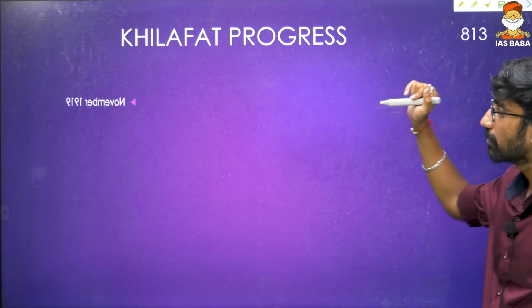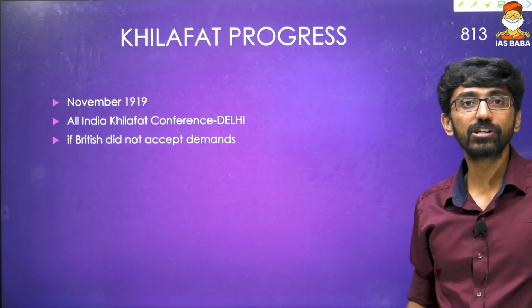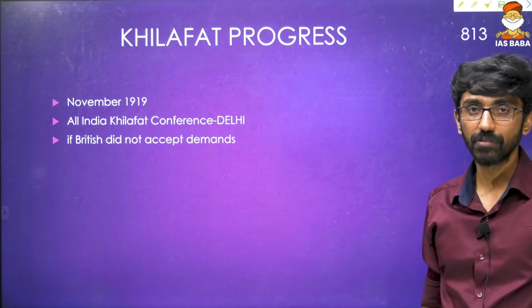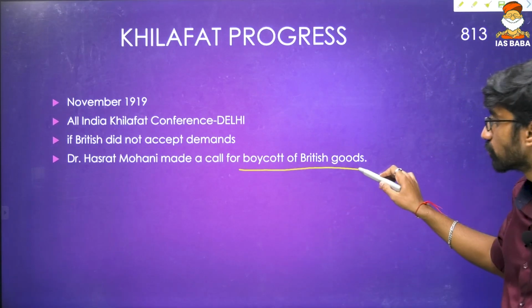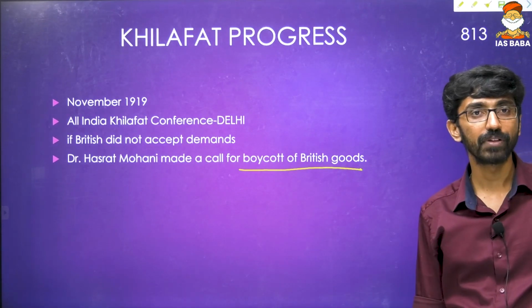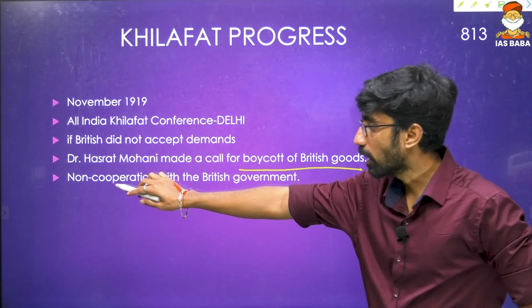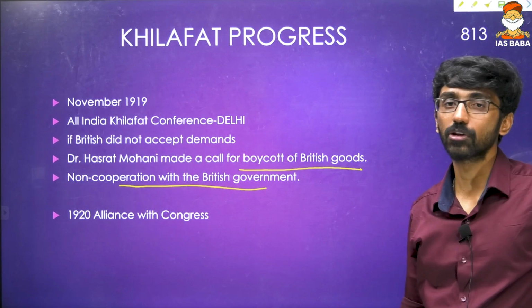Now, what is the progress of the Khilafat Committee? In November 1919, there was the All India Khilafat Conference in Delhi. If the British did not accept the demands, that is, if they did not respect the spiritual powers of the Khalifa, they would launch a non-cooperation movement and a boycott of British goods. That speech was made by Dr. Hazrat Mohani. They said they would non-cooperate with the British government, which later came to be called the Khilafat Non-Cooperation Movement.